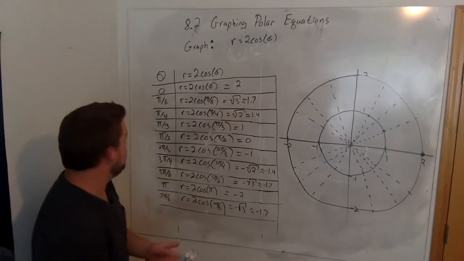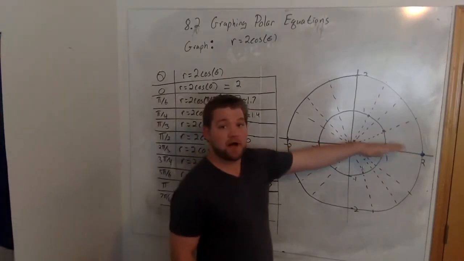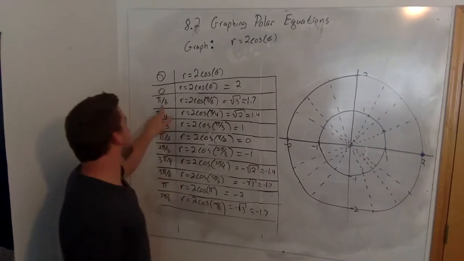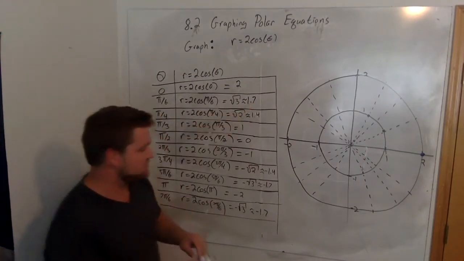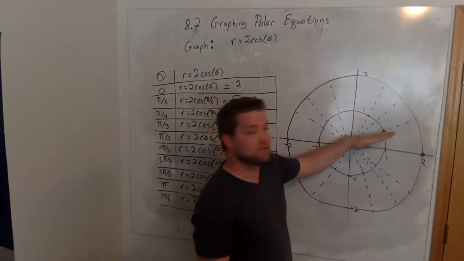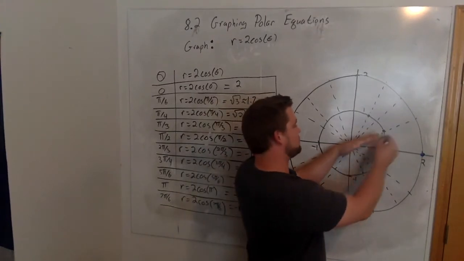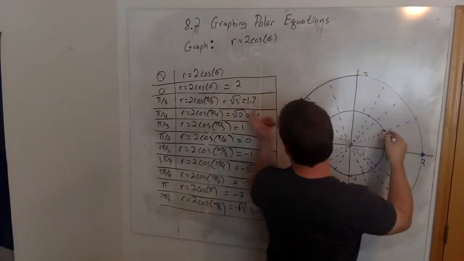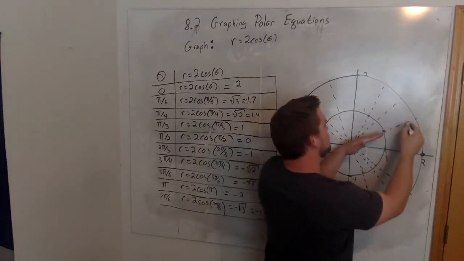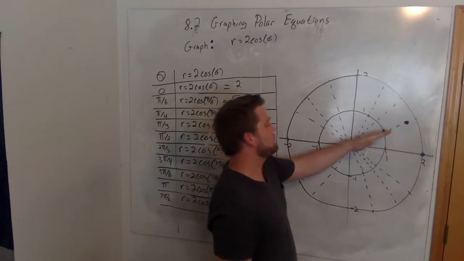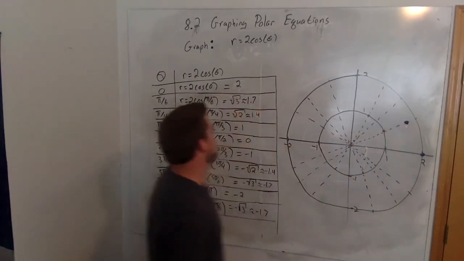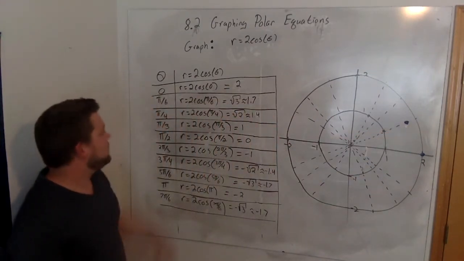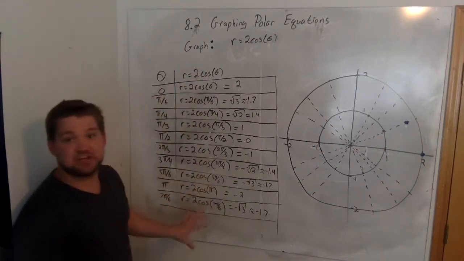So if we rotate an angle of pi over 6, that means we need to go out a radius of roughly 1.7. So rotating pi over 6, if I go out to this first circle, that's 1 unit out. This would be 2 units out. We need to go roughly 1.7. So maybe roughly 1.7 is right here. So this is pi over 6 and a radius of 1.7. Okay, we're just going to keep plotting these points here.